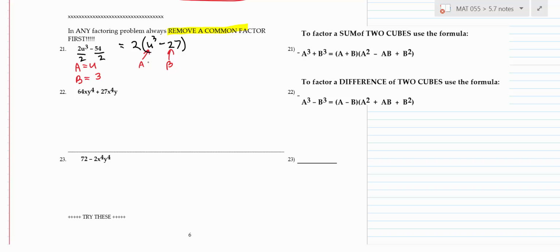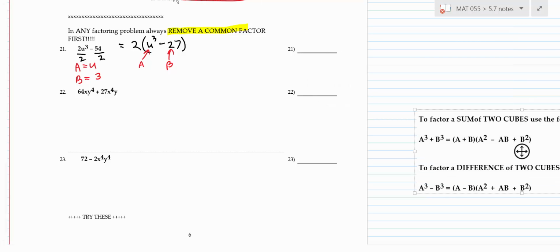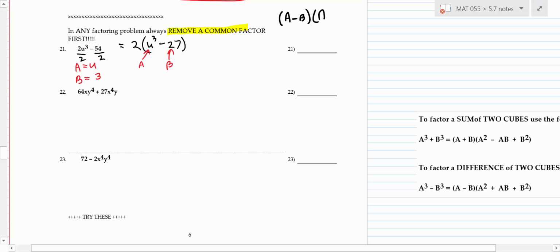Now, what you do is when you write your formula out, it's going to go like this, okay? Now, when we do this formula, the formula goes like this. We're going to have A minus B times A to the second plus AB plus B to the second, like that. Okay, start plugging stuff in. Now we are going to have the 2 as a part of our answer. Then we just need to fill in the parentheses like this. Okay, so we do A minus B. So what goes in the first parenthesis? U minus 3, right? Okay.